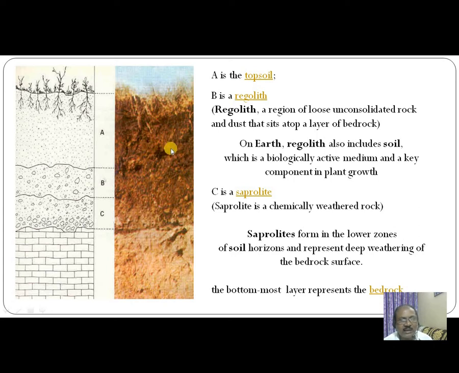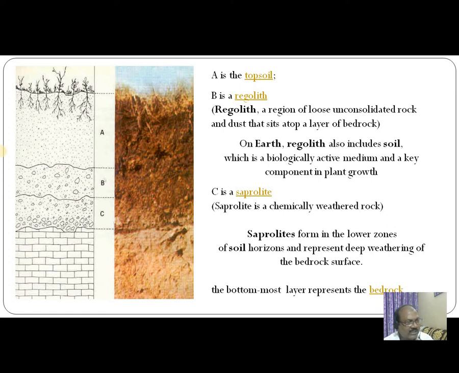Regolith means an area of loose unconsolidated rock as well as dust that sits on top of a layer of bedrock. So this is the bedrock. Over the bedrock, this regolith is occupied, which consists of unconsolidated rock and dust. The regolith also includes soil, which is a biologically active medium and a key component in plant growth.